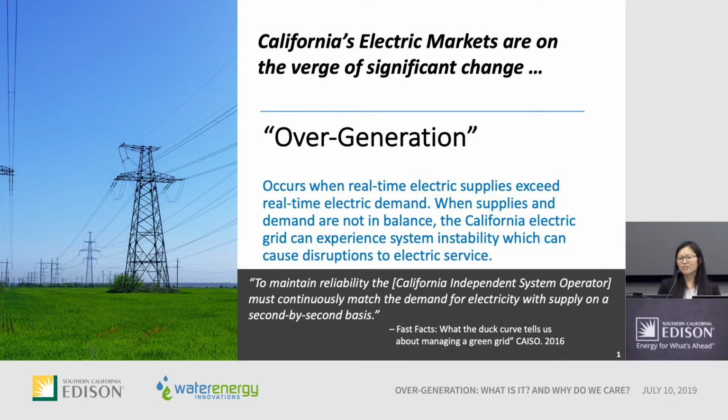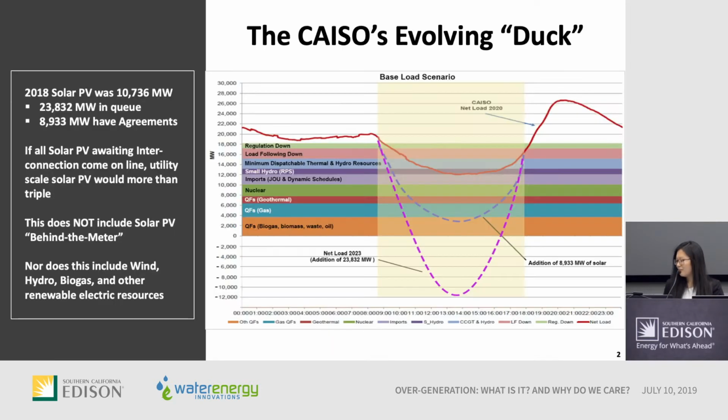A little bit of background: overgeneration is not new. It used to occur more seasonally and sporadically, for example, when heavy rains would flood the market with low-cost hydropower. But because of all of the solar being brought online, we're seeing it more regularly between the hours of about 7:30 a.m. to 6 p.m. So this is the duck curve that I'm sure everyone has seen or at least heard about. We've evolved it to add solar coming online within the next 5 years, so by 2023.